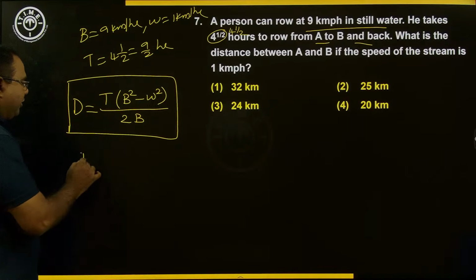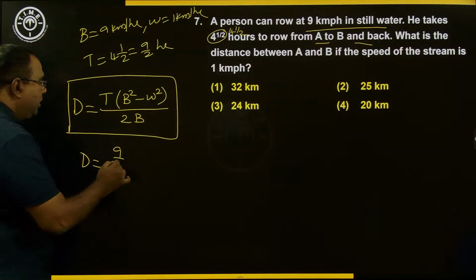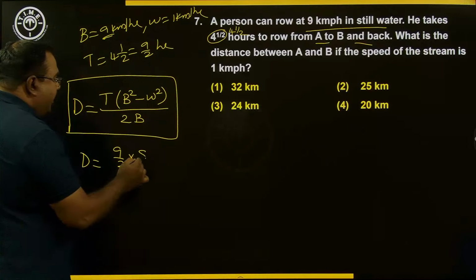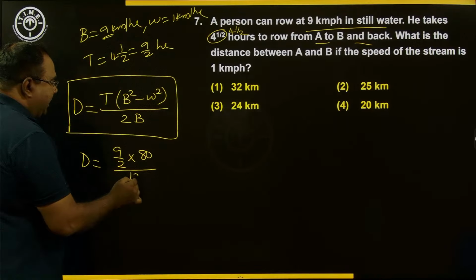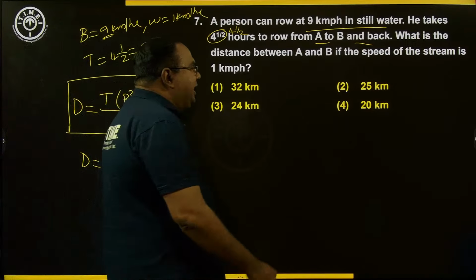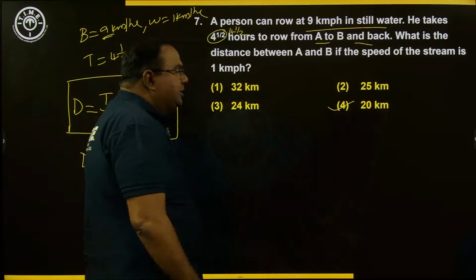So distance is equal to time 9 by 2 into B square minus W square. 9 square 81 minus 1 is 80. 2 into B is 18. 9 goes 2 times, 2 into 2, 4 goes 20 times. So distance has to be 20 kilometers. Choice 4 should be your answer.